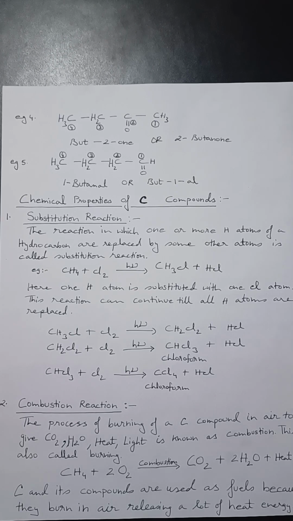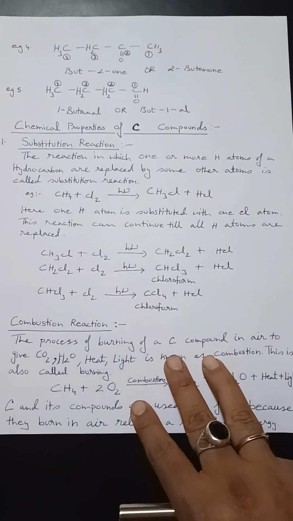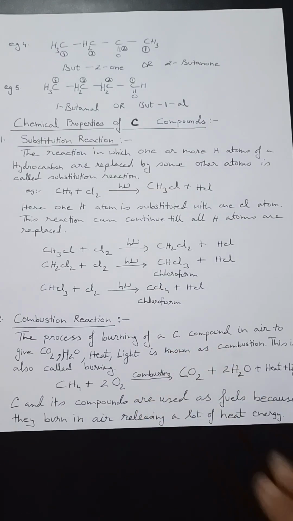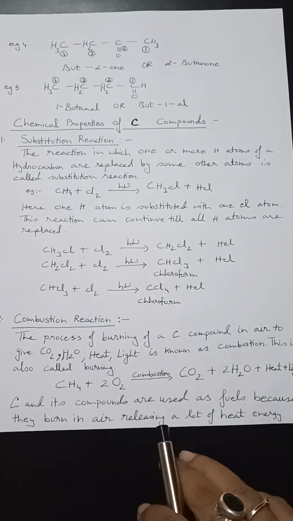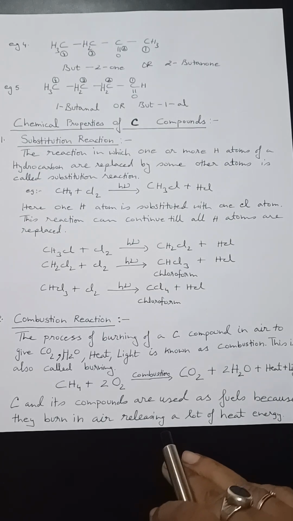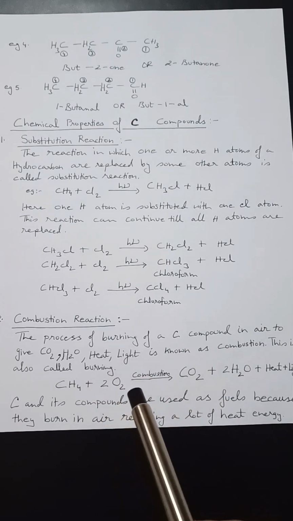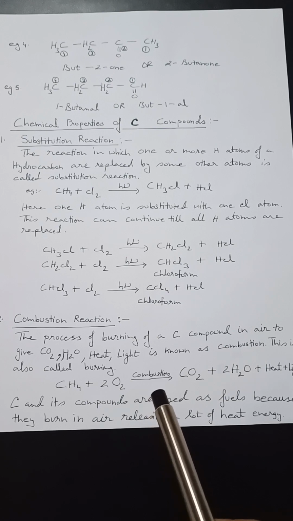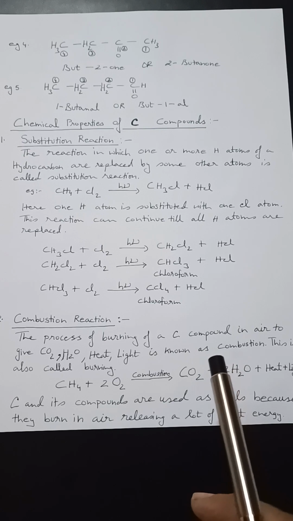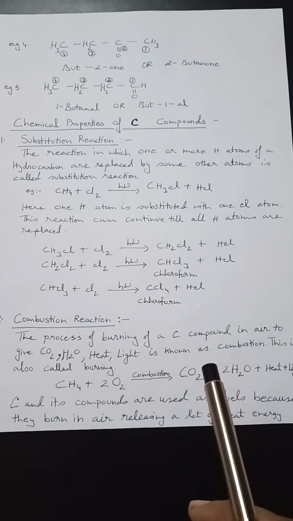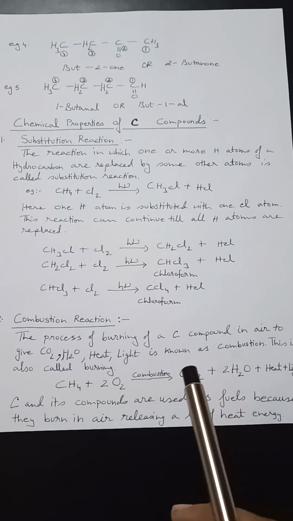Now, let's see the chemical properties of carbon compounds. First is the substitution reaction. The reaction in which one or more hydrogen atoms of a hydrocarbon are replaced by some other atoms is called substitution reaction. For example, methane when treated with chlorine in presence of sunlight forms CH3Cl plus HCl. Here one hydrogen atom is substituted with one chlorine atom. This reaction can continue till all the hydrogen atoms are replaced.